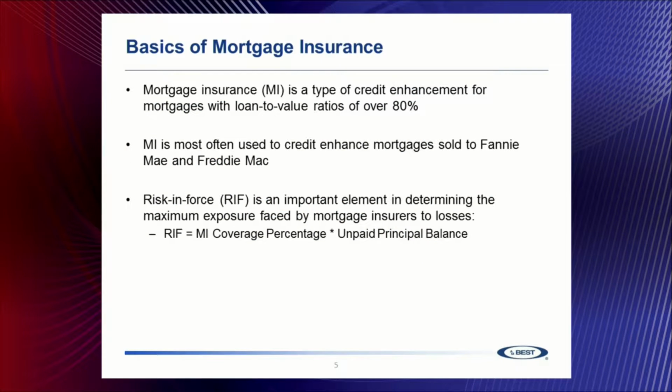So mortgage insurance is a type of credit enhancement for mortgages with loan-to-value ratios of over 80%. The loan-to-value ratio is a ratio of the loan balance to the market value of the home. MI is most often used to credit enhance mortgages sold to Fannie Mae and Freddie Mac. An important factor in analyzing mortgage insurance is risk in force. This is essentially the maximum exposure faced by mortgage insurers that cover losses in the pool of mortgages. Risk in force is a product of the MI coverage percentage and the unpaid principal balance of the mortgage.